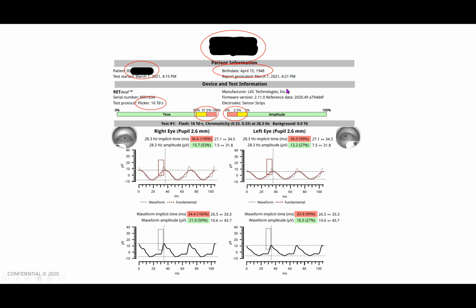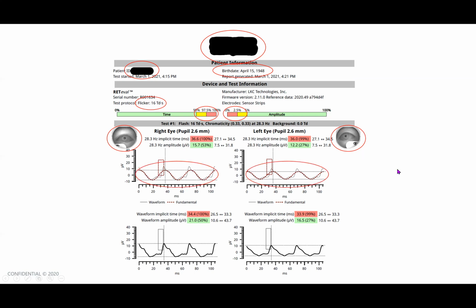The next piece of information I look at on the report is these photographs of the eye that were taken by the device during the test. And I look at these to make sure that sensor strip placement is correct. And so on the right eye here, it looks to be in the correct place. In the left eye here, it looks to be in the correct place as well.